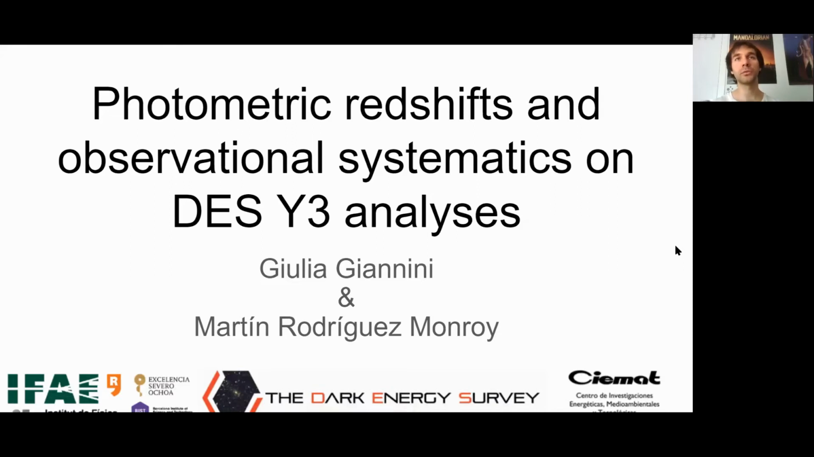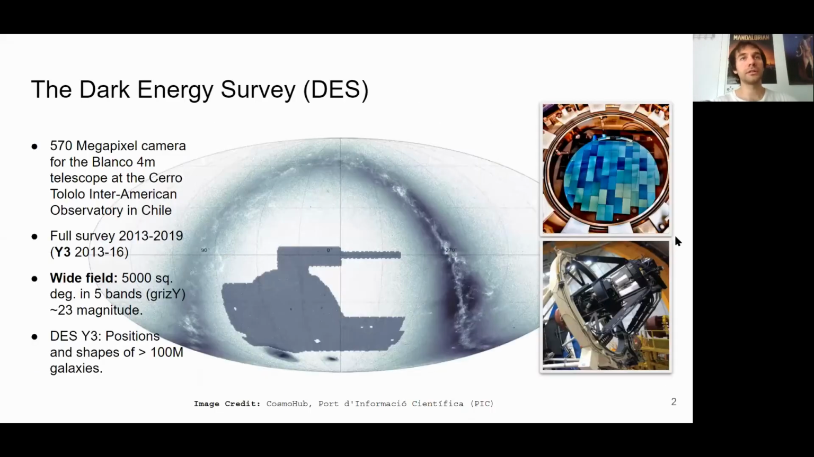And in this presentation, we're going to talk about photometric redshifts and observational systematics on the DES-Y3 analysis. So the Dark Energy Survey is a photometric survey placed at Cerro Tololo in Chile at the Victor Blanco 4 meters telescope. It has taken data from 2013 to 2019 and covered about 5,000 square degrees in 5 different photometric bands, reaching magnitudes of up to 23. In the Y3 analysis, we have measured the positions and shapes of more than 100 million galaxies.